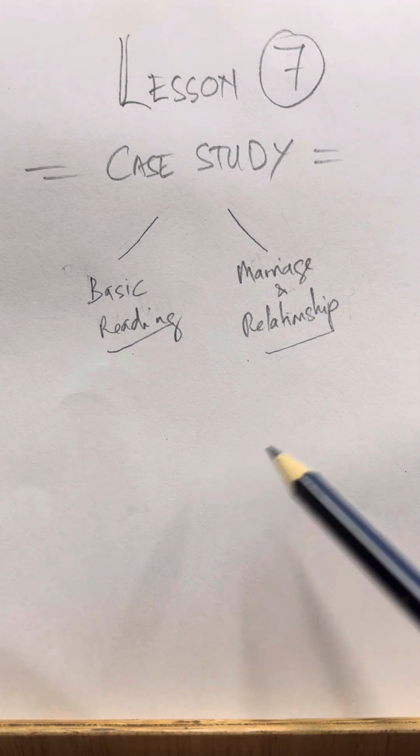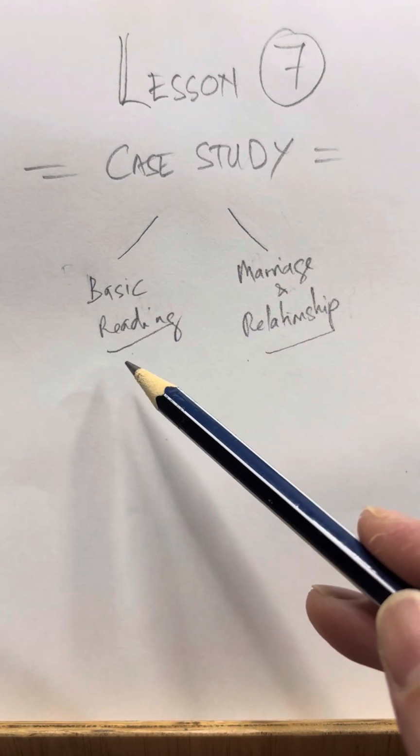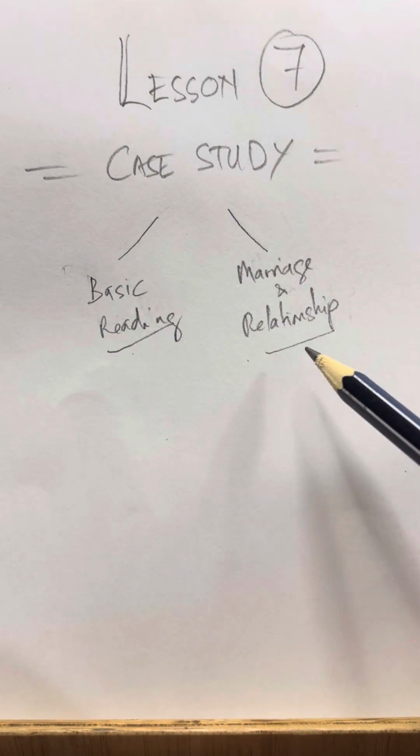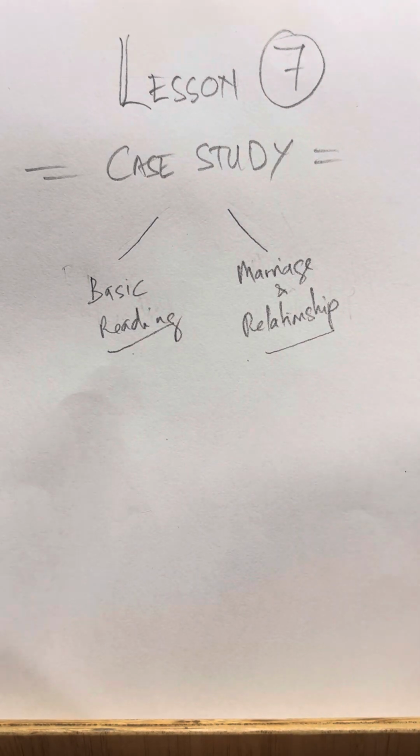I'm going to divide the lesson into two parts. First part is the basic reading. Second part is the reading on the marriage and relationship. Let's do a quick recap.